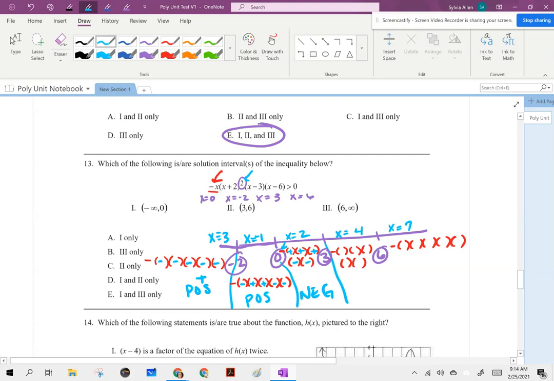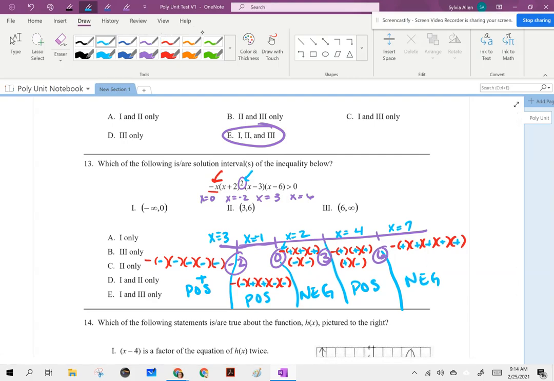Let's do a 4. So this is a positive, a positive twice. 4 minus 3 is positive. 4 minus 6 is negative. So it looks like I have 2 negatives, which make it a positive. Let's take a look at 7. So I've got a positive here, positive twice, a positive, and a positive. Overall, that's going to give me a negative because of that leading negative.